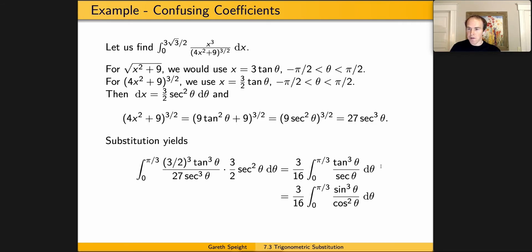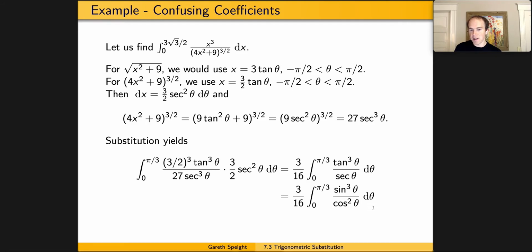If you ever have a mess involving tangent and secant or cotangent and cosecant and you're not sure what to do with it, one strategy is to write it back in terms of sine and cosine and see if it gets any better, because they are much easier to work with. So if we do that, we have the integral of sine cubed divided by cosine squared times 3 over 16.